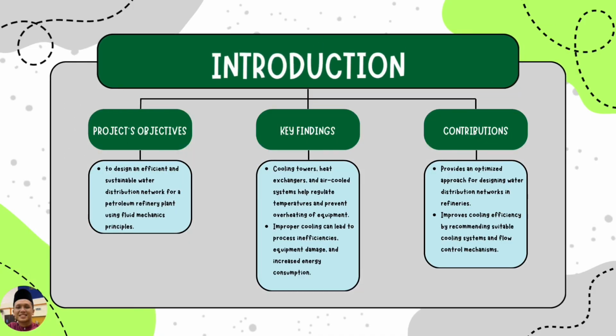Let's move to our solution. So, the objective of this project is to design an efficient and sustainable water distribution network for a petroleum refinery plant using fluid mechanics principles. The key findings for this project are that cooling towers, heat exchangers, and air-cooled systems help regulate temperature and prevent overheating of equipment. Improper cooling can lead to process inefficiencies, equipment damage, and increased energy consumption.